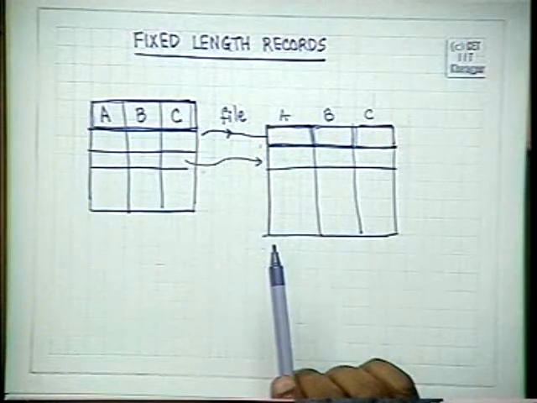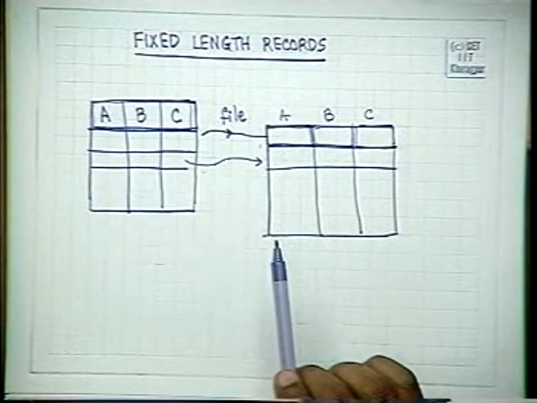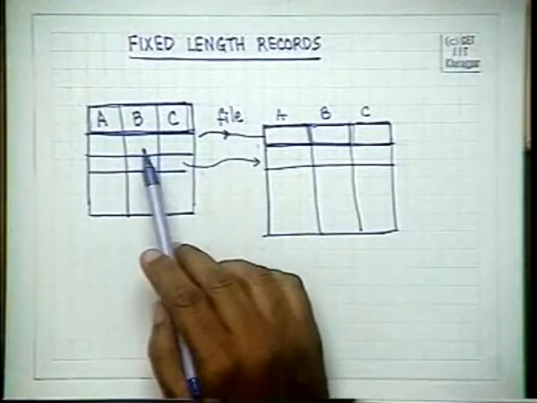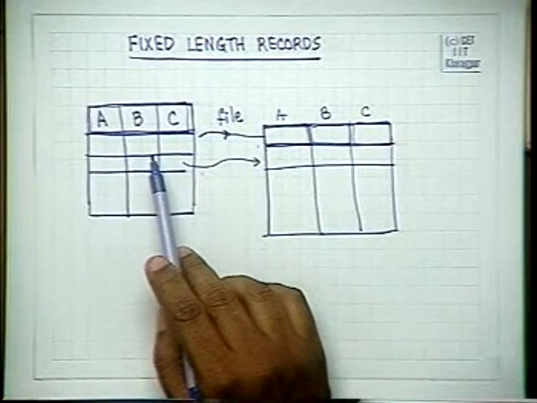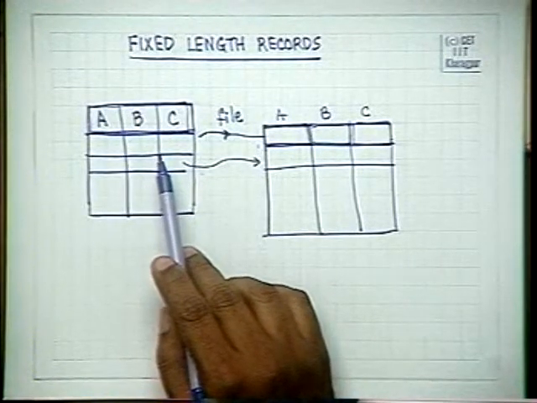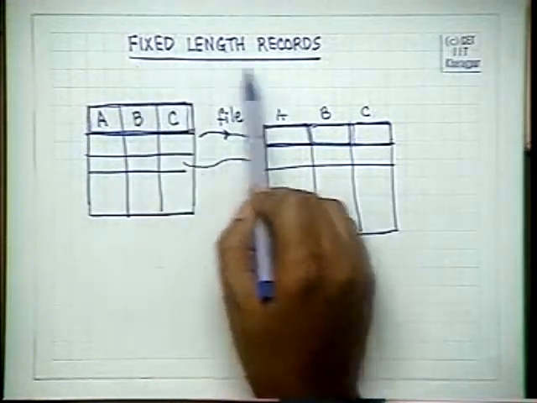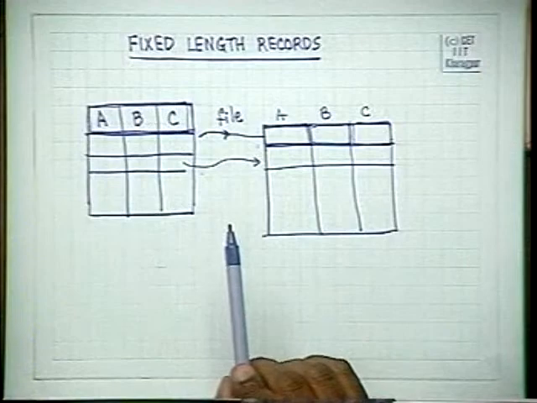Now once the records are of fixed length, then we can store them in the blocks. In general, we will try to have records which are smaller than the size of a block. Each record should be estimated to be smaller than the size of a block. That is when we really discuss fixed length records.